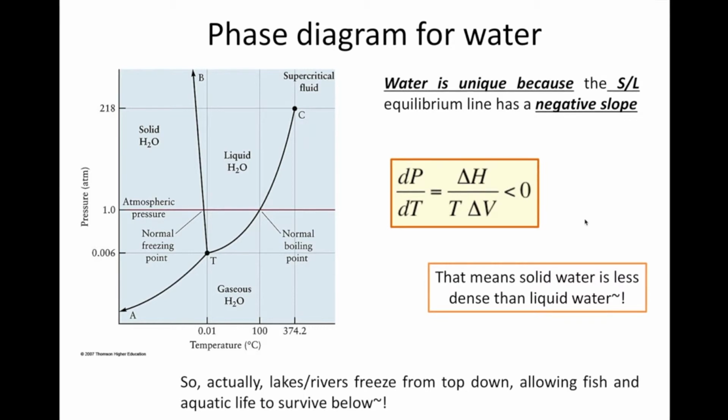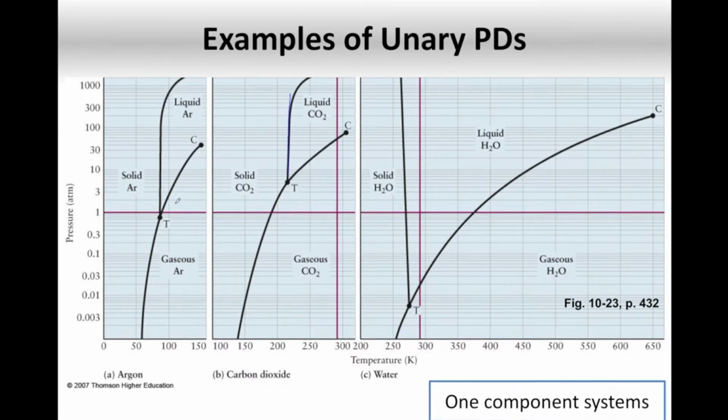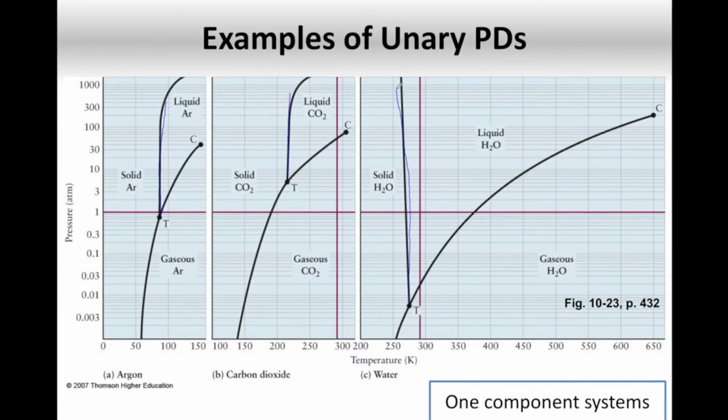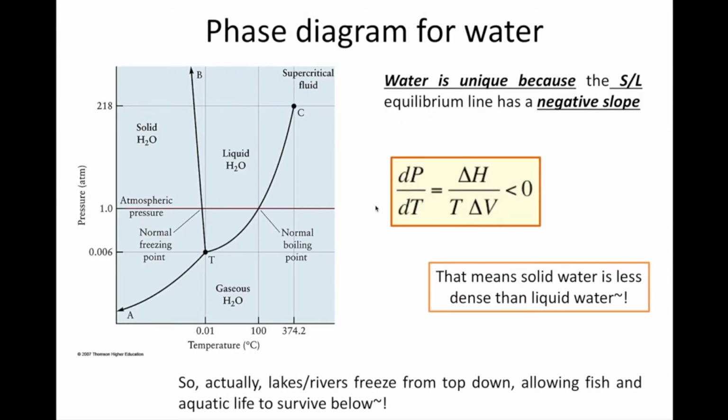Another thing that is very interesting about water, look at this slope. This slope is negative. Let's go back to these other substances. This is very steep, but it's positive. Very steep, but it's positive. Look at this one, very steep and negative. That's a huge difference between water and other substances.